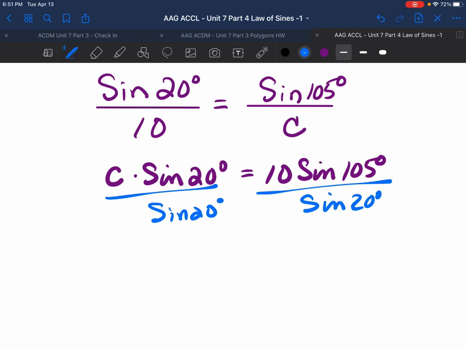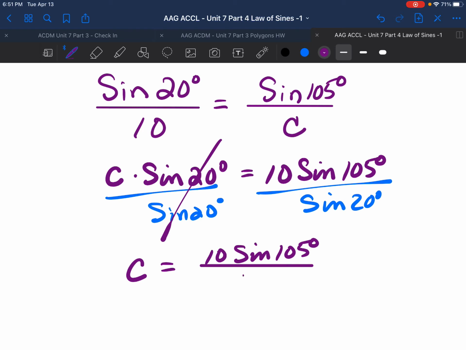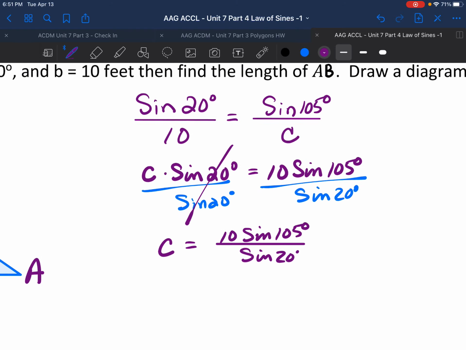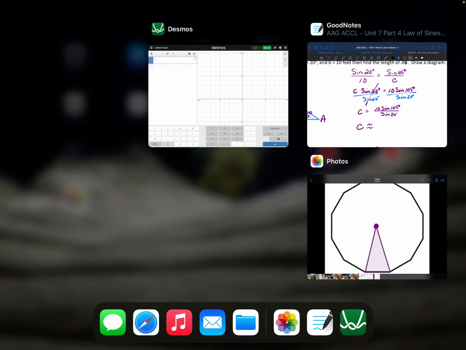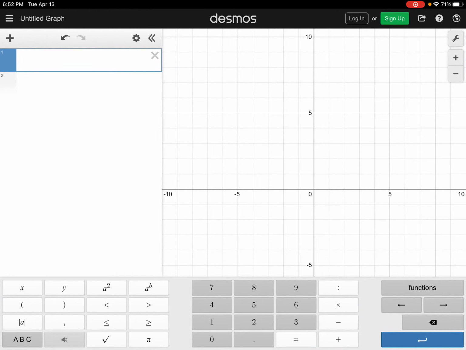I just like to write this extra step in here, right? Of course, these are going to divide out to be 1. So I'm going to be left with C equals 10 sine of 105 degrees, all divided by the sine of 20. Now, the only thing left to do here is to type into our calculator, right? So I'd like to go over to the Desmos calculator and type in 10 sine of 105 divided by sine of 20.